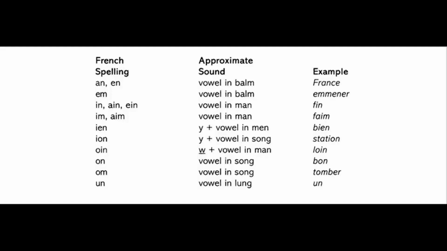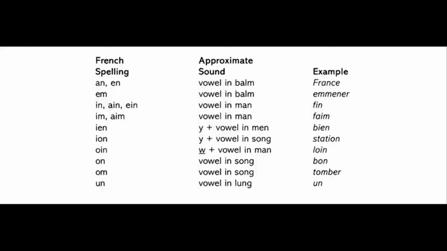But if you have A double N or E double N, the sound is an, because you have a double N. But if you have a single N, the sound is nasal, so it is fans. EM is also nasal. IN, AIN, EIN, the sound is like in man, so it is fan, a nasal sound. IM, AIM, the sound is like in man, fam.